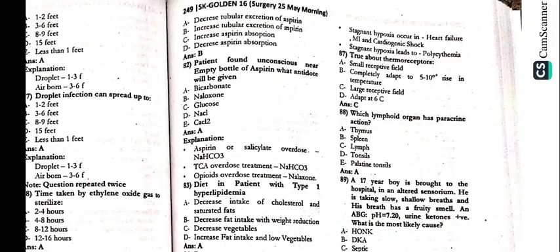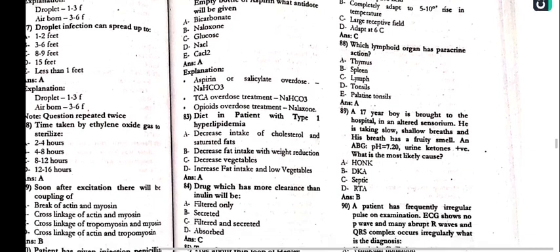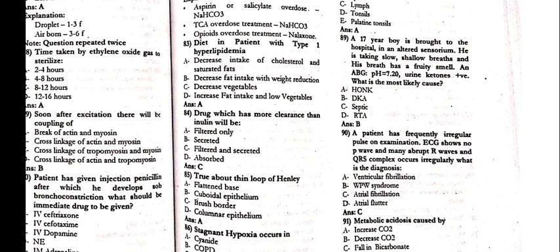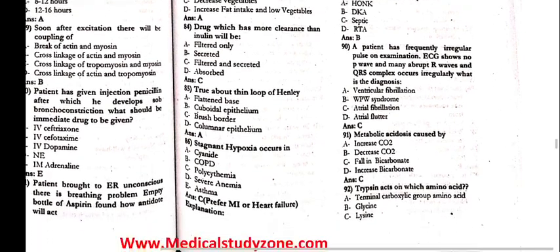Next, 87, the true statement about thermoreceptors, that is large receptive field. 88, which lymphoid organ has the paracrine action, that is thymus. 89, a 17-year-old boy is brought to the hospital in an altered sensorium. He is taking slow shallow breaths and his breath has a fruity smell. On ABG pH 7.2, urinary ketones positive, which is the most likely cause, that is DKA.